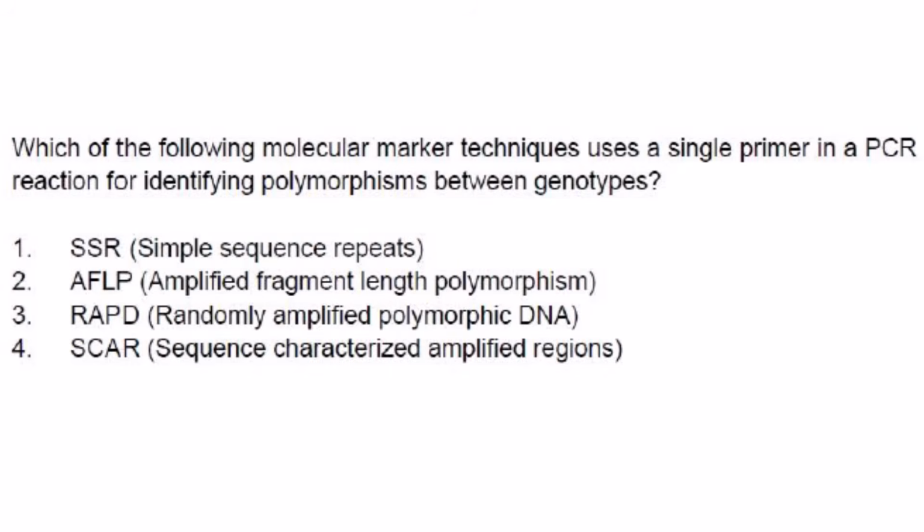Then which of the following molecular marker techniques uses a single primer in a PCR reaction for identifying polymorphism between genotypes? So it is your RAPD. RAPD uses a single primer, non-specific random primers are used. SSR, AFLP, SCAR use two primers.